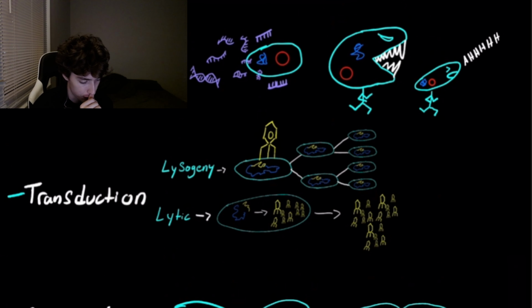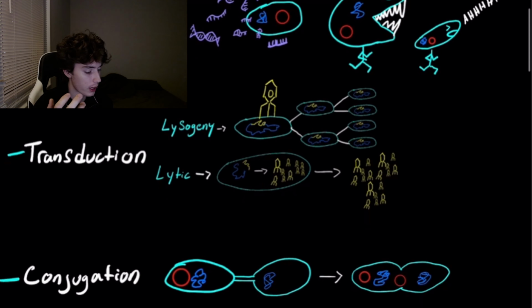Transduction is a little bit different. Transduction occurs from a bacteriophage, which means a virus that specifically targets bacteria. The way transduction works is there are two pathways or cycles. In lysogeny, a bacteriophage will infect a bacterial cell with a viral genome. That genome will eventually work its way into the bacterial cell's chromosome.